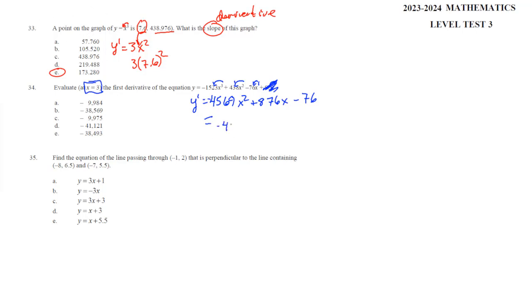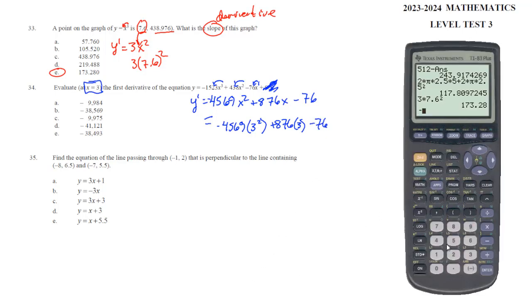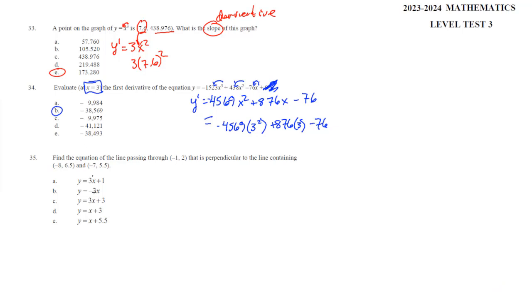So we get negative 4569 times 3 squared plus 876 times 3 minus 76. Let's see what pops out here. Negative 4569 times 9. We're going to add 876 times 3 and then minus 76. Enter. We get negative 38,569. Booyah, right there. 34 is B.